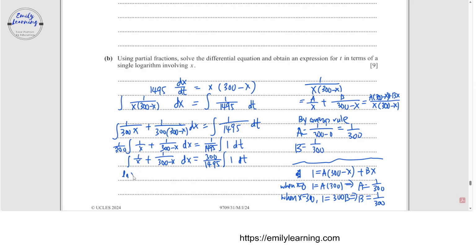Integrating 1 over x, I get ln x. Integrating 1 over 300 − x, I get minus ln(300 − x). On the right, I'll copy this constant first, 300 over 1495. Integrate 1, you get t, plus an arbitrary constant. C times 300 over 1495 is still an arbitrary constant, so I just keep it as c. So you have ln x minus ln(300 − x), which is essentially ln of x over 300 − x.